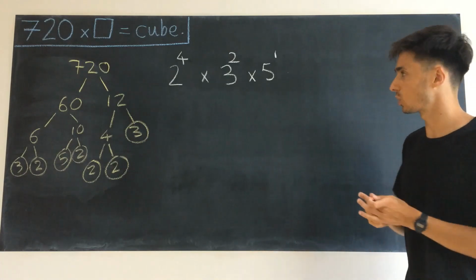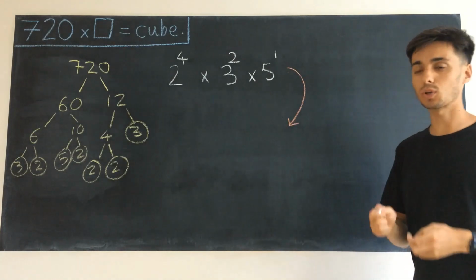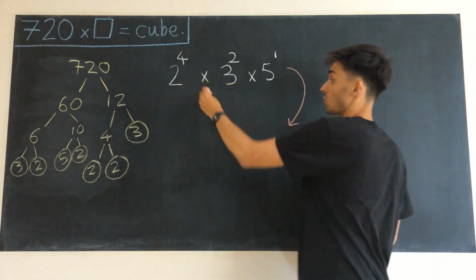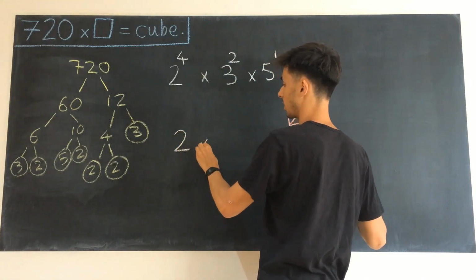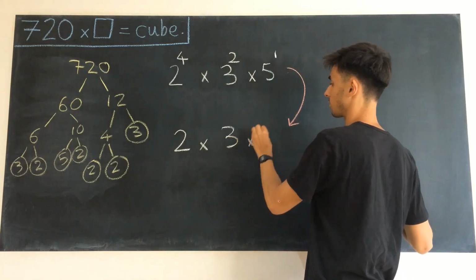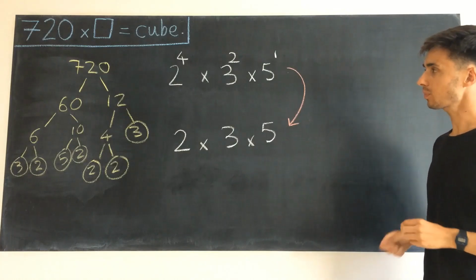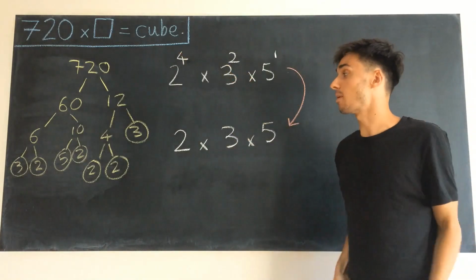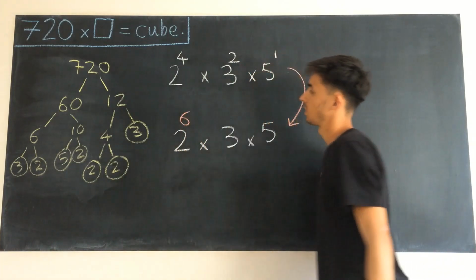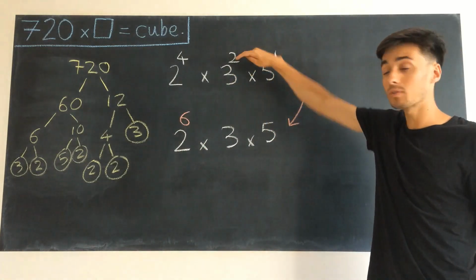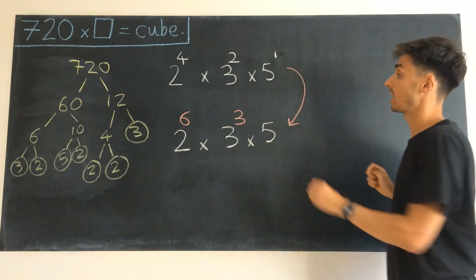To turn our number into a cube number then, I'm going to write this arrow, this is us turning it into a cube number. We still need to keep some 2 to the power of something, 3 to the power of something, and 5 to the power of something. And all of those need to be multiples of 3. The next multiple of 3 above 4, well, it has to be 6, doesn't it? The next multiple of 3 above 2 for 3's, that's just going to be 3. And the next multiple of 3 above 1 is also 3.